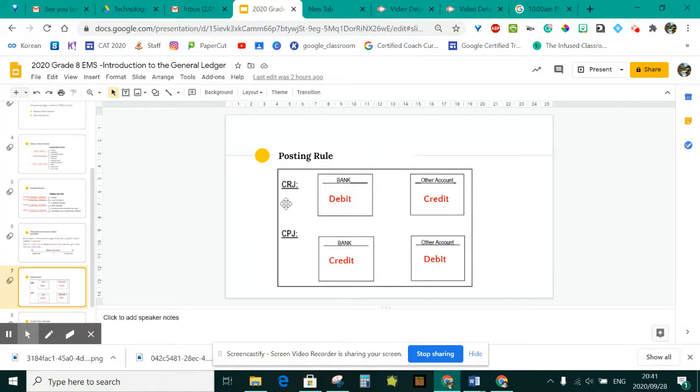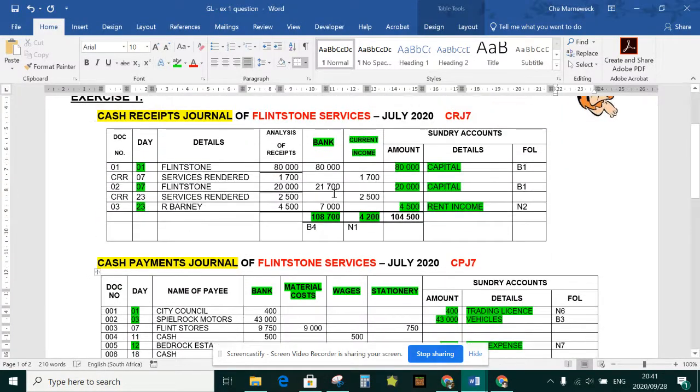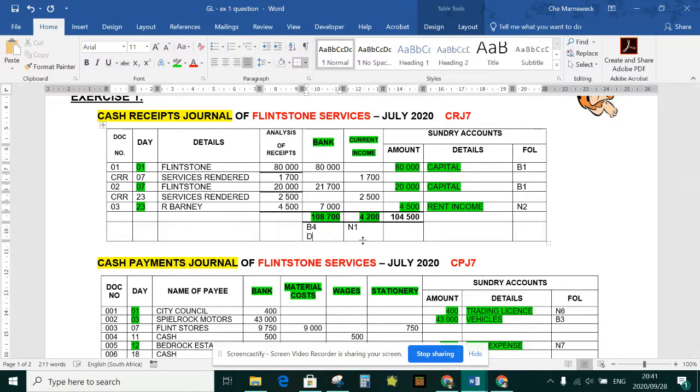If we post from the cash receipts journal, we are going to debit bank and credit the other account. So we go to the cash receipts journal. We're going to debit bank. So in the cash receipts journal, for the bank, we write DR for debit. We debit bank, and every other amount in the cash receipts journal is going to be recorded on the credit side.